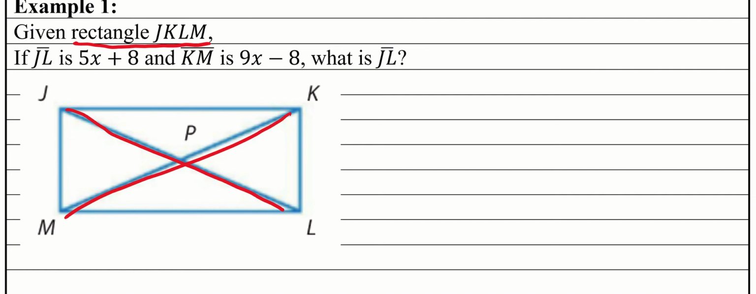Okay, so if we're going to set this equation up, like we just talked about with that property, since this is a rectangle, other than all the other pieces of information, I also know that these two diagonals are going to be congruent. So all I need to do is set these equal to each other. I can say 5x plus 8 equals 9x minus 8. And then we can just solve from here.